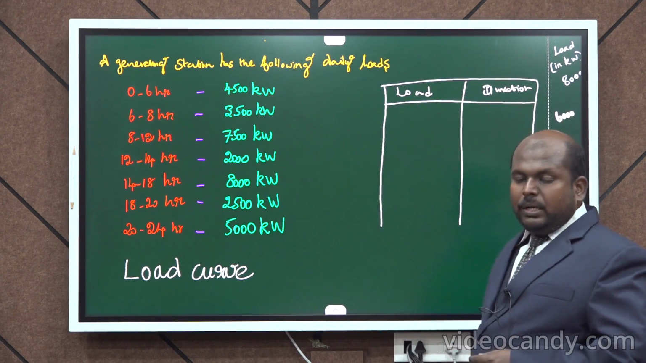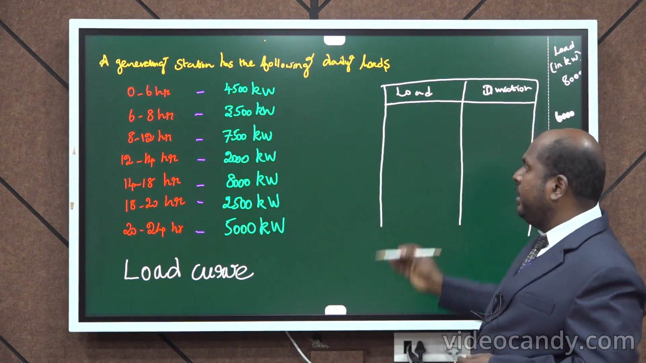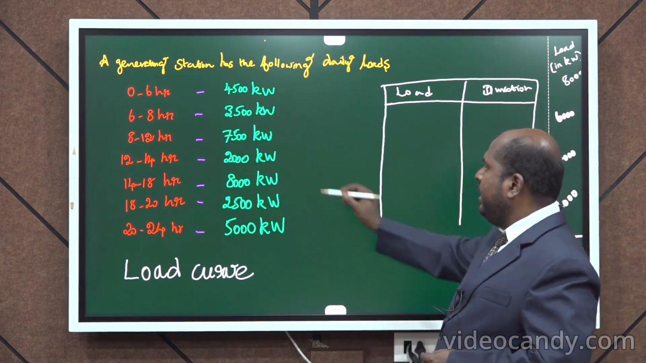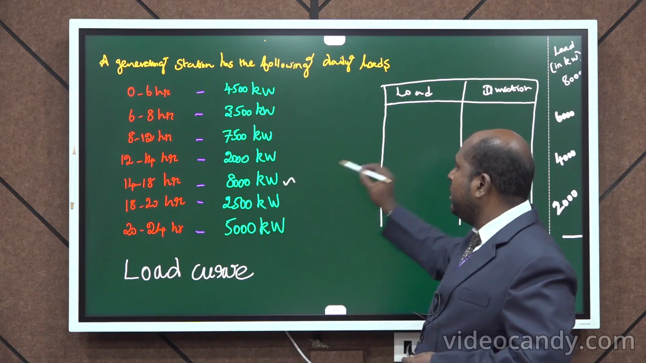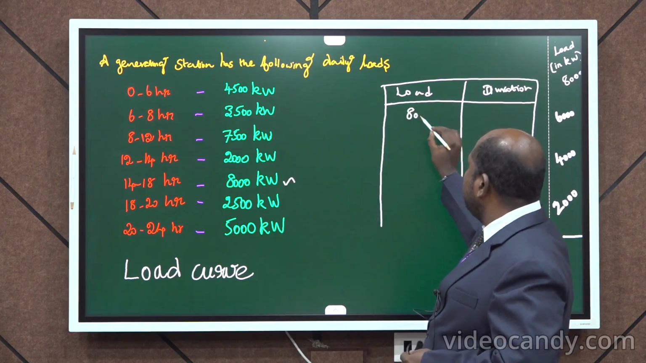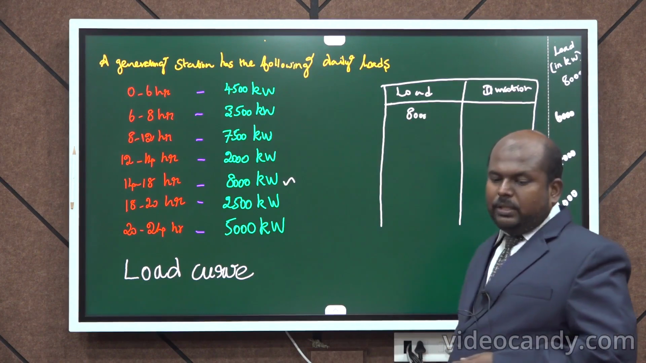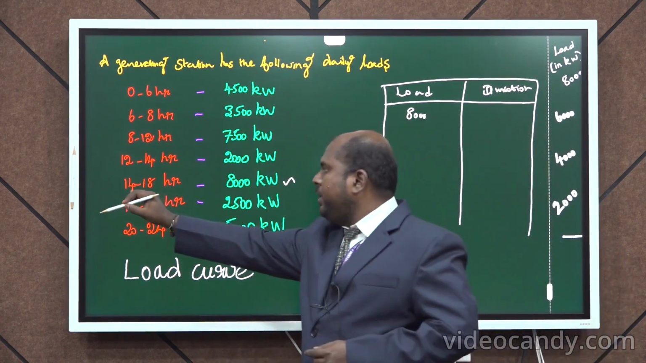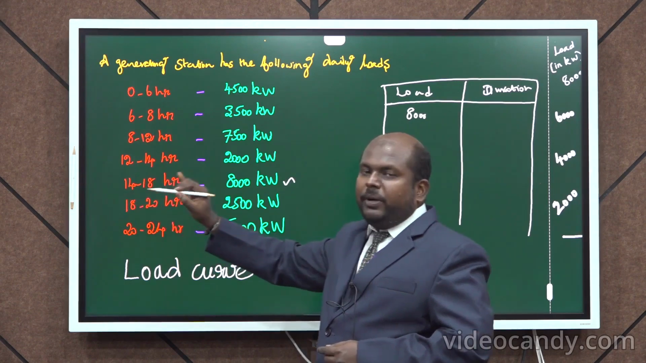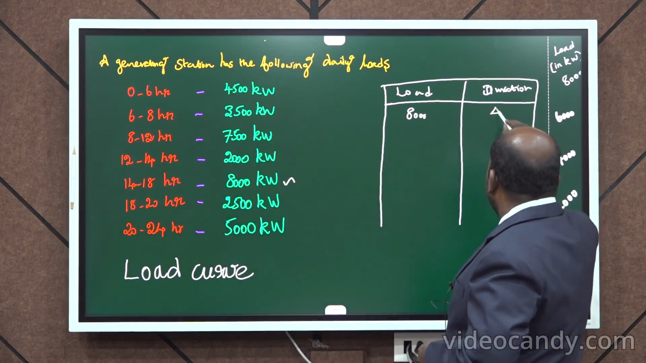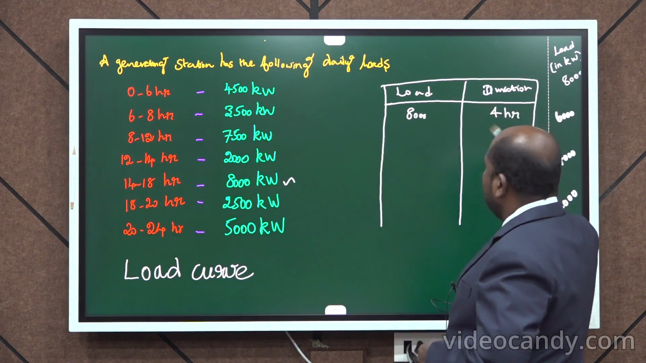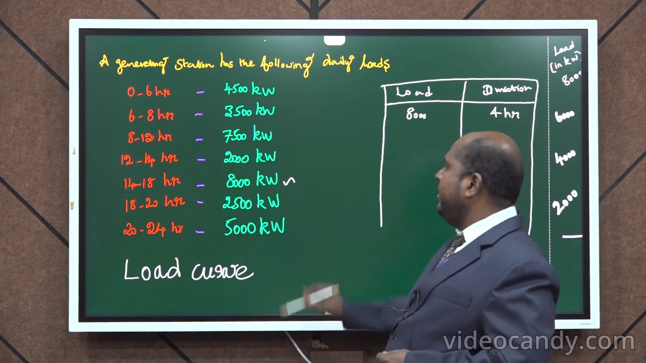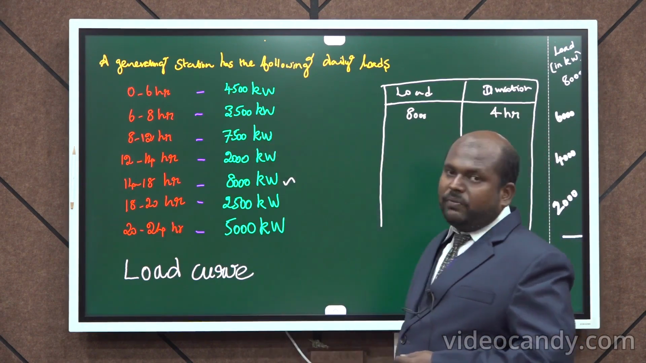So for the 8000, it's going to begin in the descending way. For 8000, the range is being here. So 8000 kilowatt is for the period of 14 to 18, and thereby 4 hours is going to prevail. And next descending range, which is in the range of 7500.